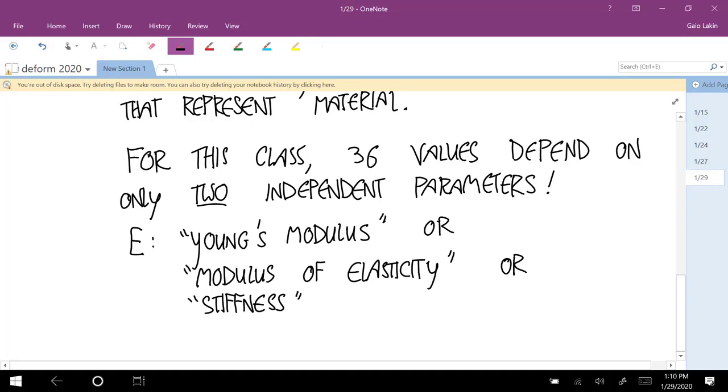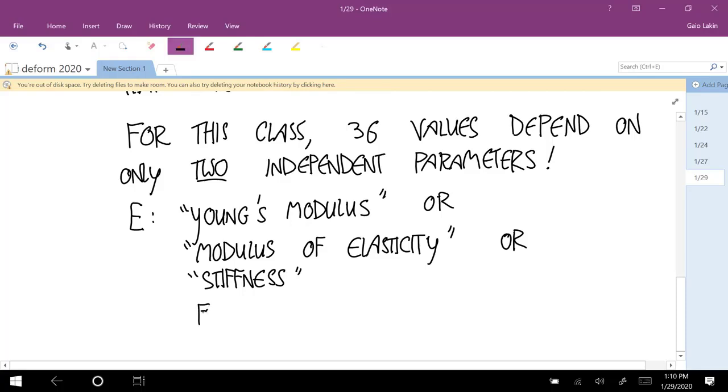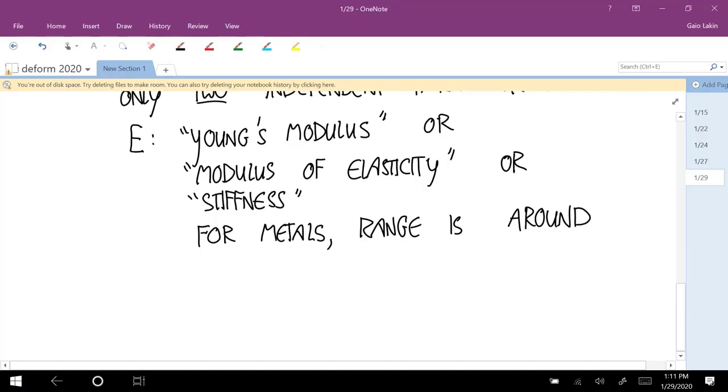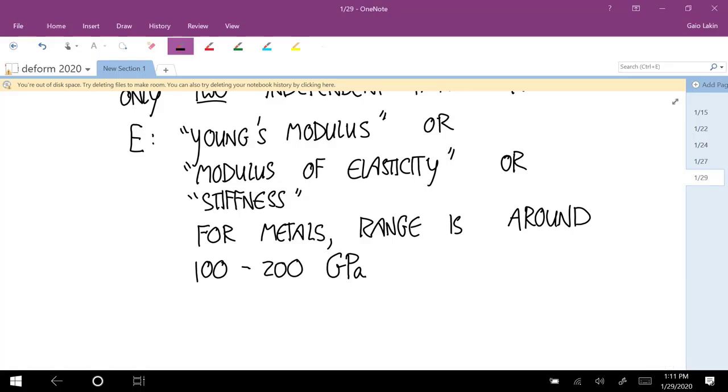So based on the fact that you call this the stiffness, do you expect that number to be big or small? Big, way bigger than 1. For metals, the range is around 100 to 200 gigapascals. Okay, so 100 to 200 times 10 to the 9th pascals.